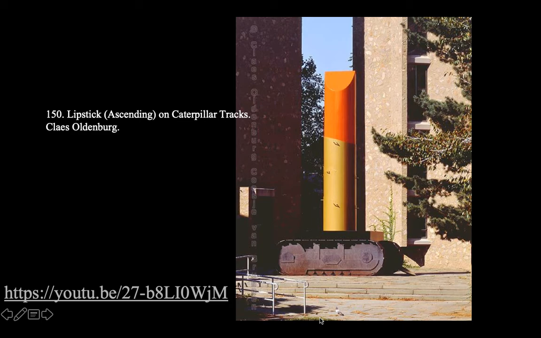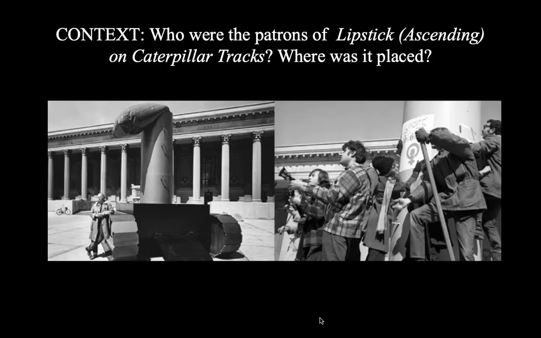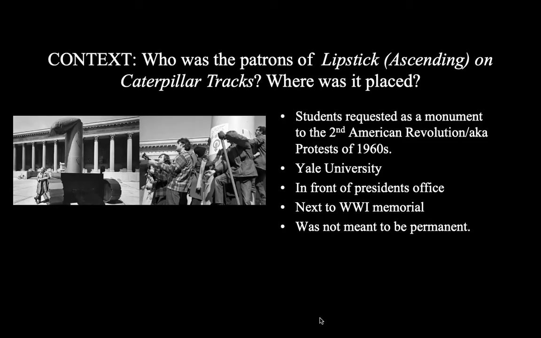Okay. So a lot of times with pop art, people see it as being very light and fluffy, but the two images that they decided to incorporate into the 250 are anything but light and fluffy. So, thinking about the context of it, who were the patrons of Lipstick Ascending and where was it placed? She did mention a little bit of this in the video.